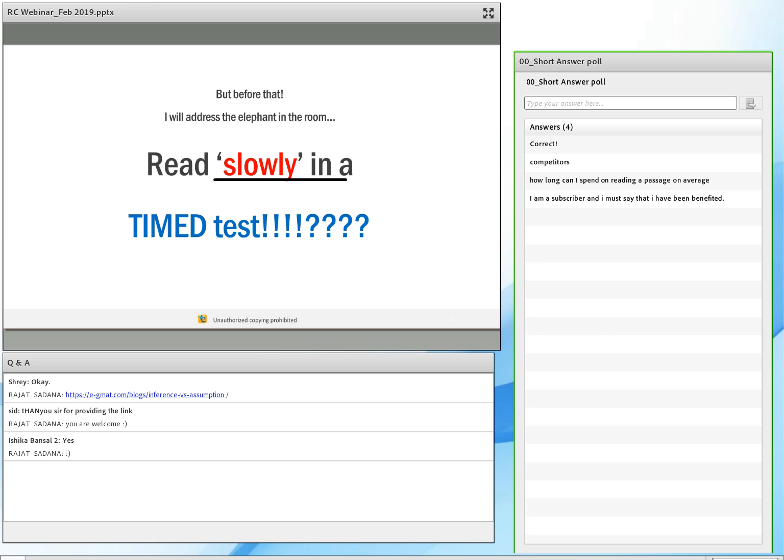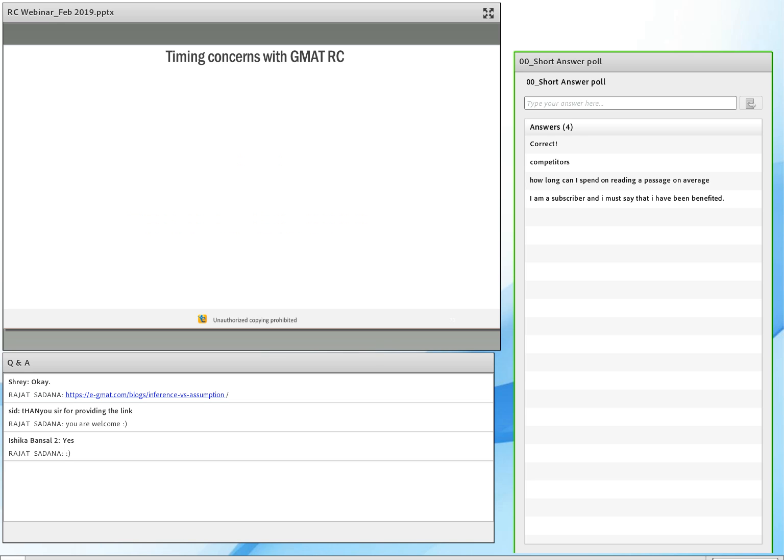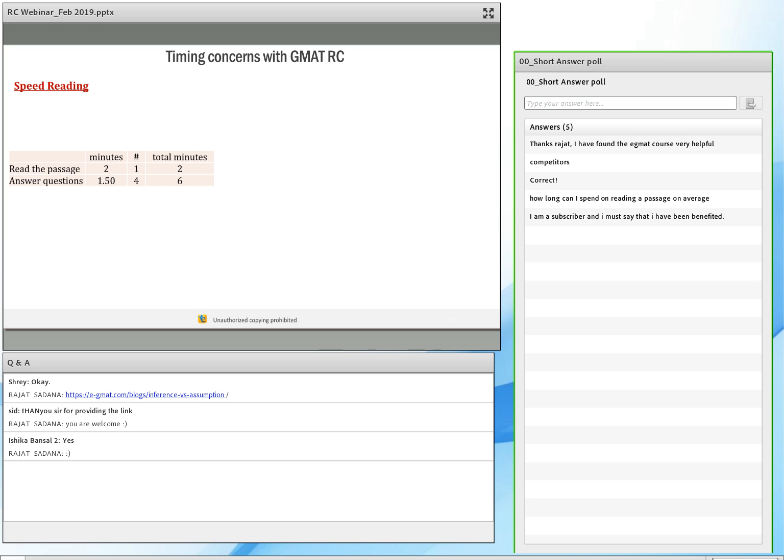But let's come back and really see, why should you read slowly in a time test? As someone said, hey, it reduces your time to answer questions. Here's the classical way that people recommend you approach GMAT RC. They say you read a passage, spend 2 minutes on reading it, then you spend about a minute and a half to answer each question. So you get about 8 minutes to answer a 4-question passage.